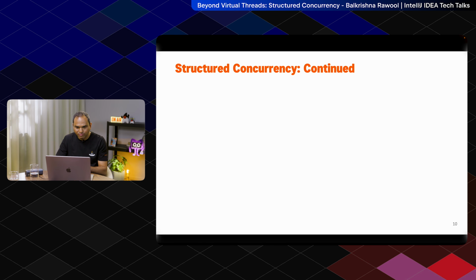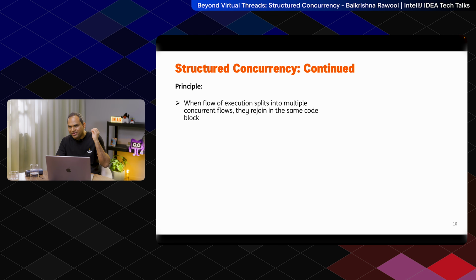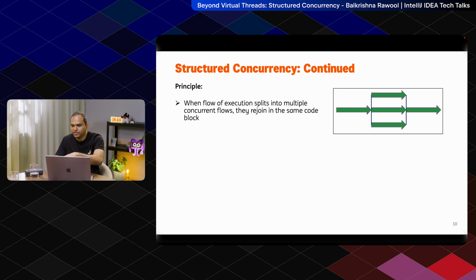Now, the principle with structured concurrency is that when the flow of execution splits into multiple concurrent flows, they rejoin in the same code block. So you basically have the same scope, and then you fork your tasks and join them in that same scope. For example, if you implement this example with 1 main task and 3 subtasks, joining and continuing, you will see that the entire forking and joining is happening in the same code block.